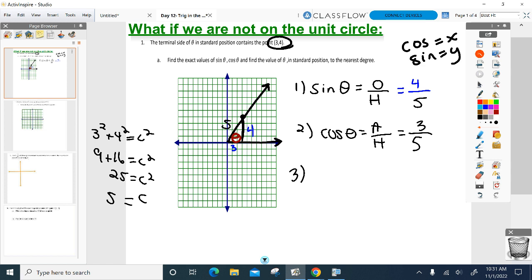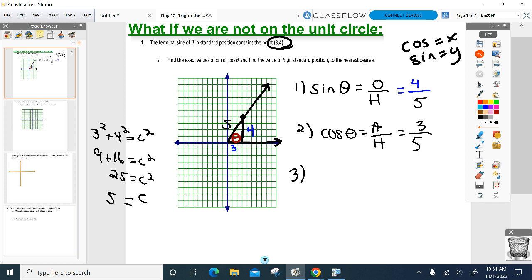Remember how to use this to find an angle? If I know sine or if I know cosine already, how to find an angle measurement? What do I need to do on the calc? Second, whatever. Your inverse. Remember that? Your inverse. And that'll work for either one.